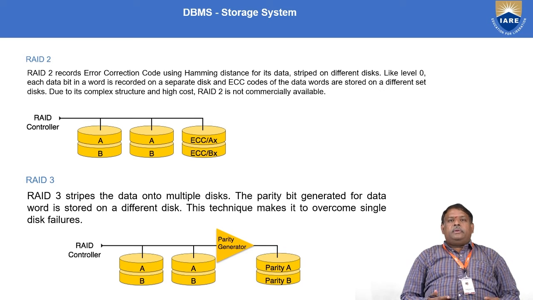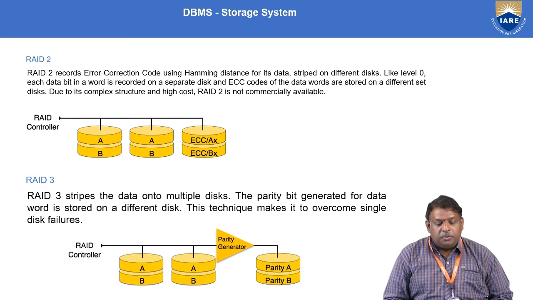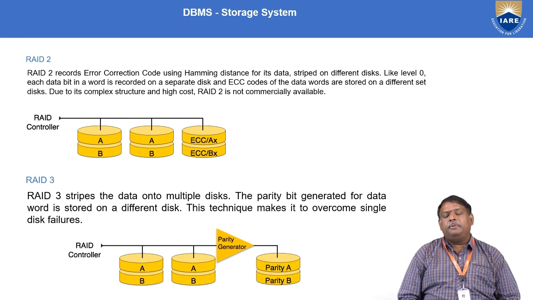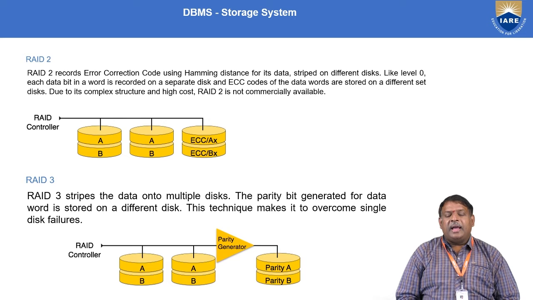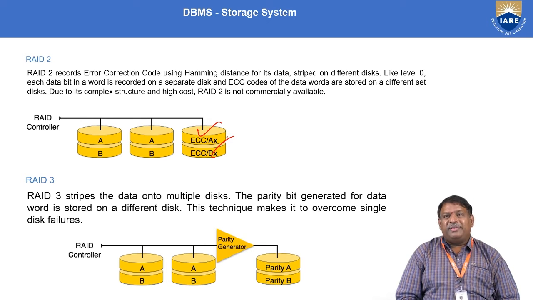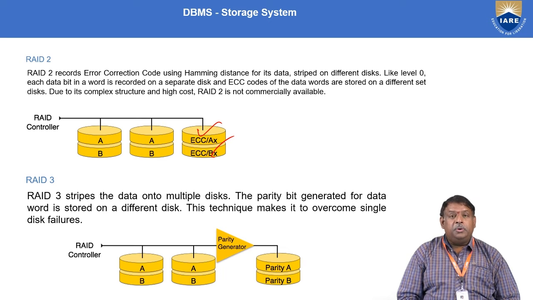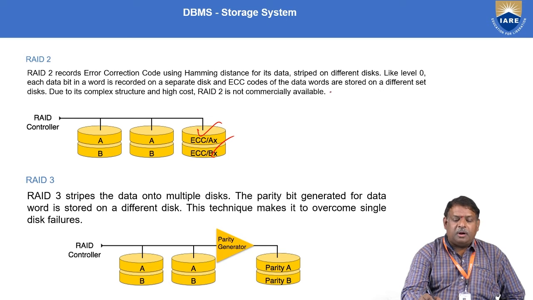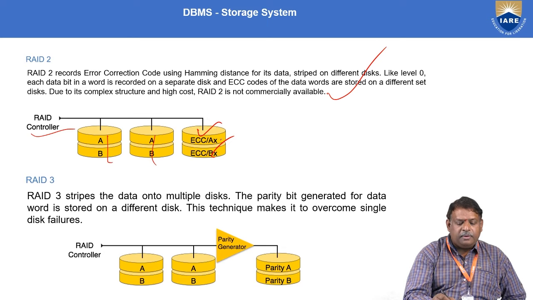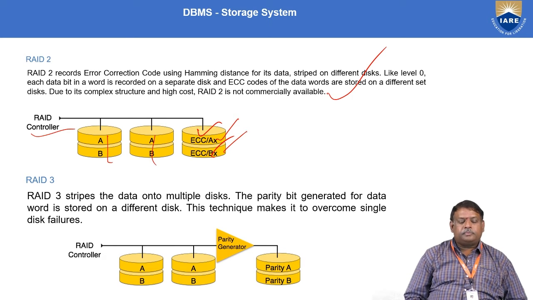RAID 2 records error correction code using Hamming distance for its data striped on different disks. Like level 0, each data bit in a word is recorded on a separate disk, and ECC codes of the data words are stored on a different set of disks. Due to its complex structure and high cost, RAID 2 is not commercially available. Here we have the error correction codes.